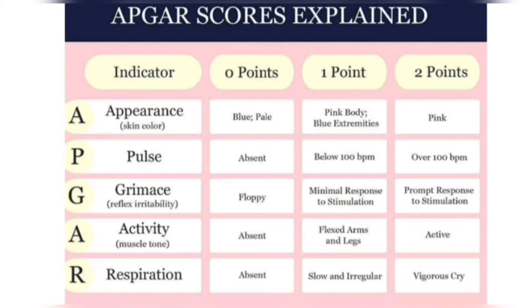Activity or muscle tone. If activity is absent, 0 points; flexed arms and legs, 1 point; if baby is active, 2 points.